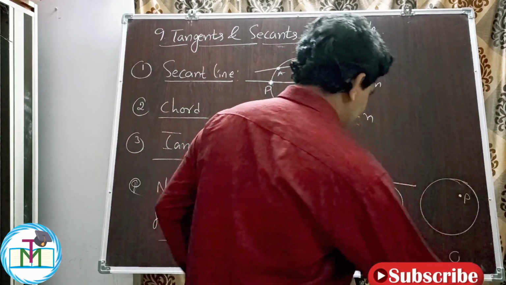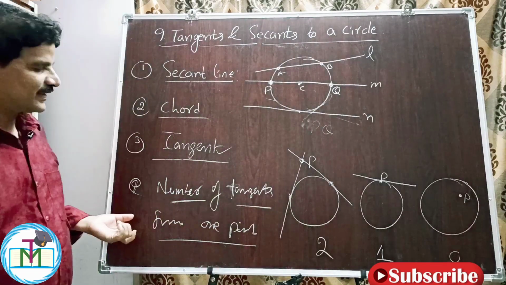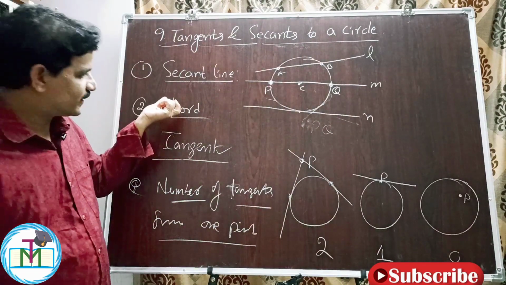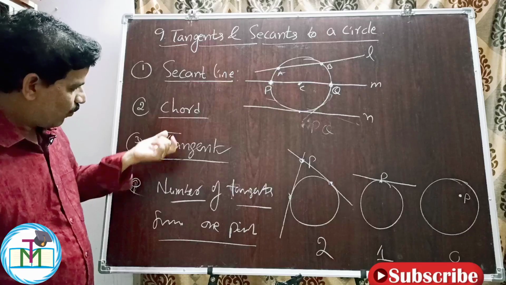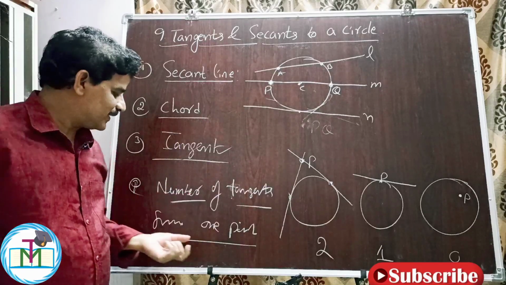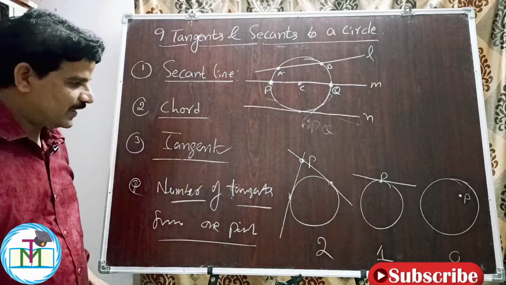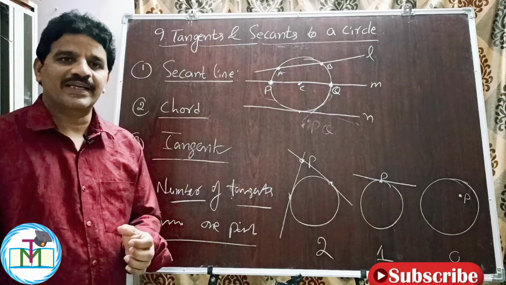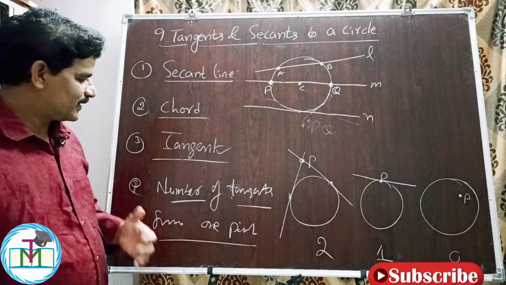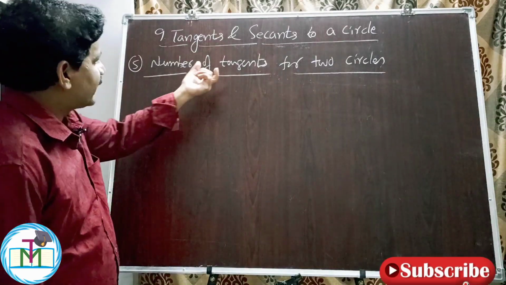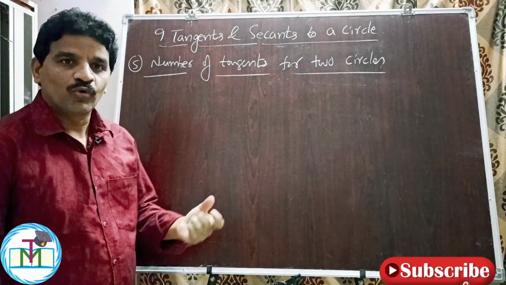Therefore the number of tangents is 0. So up to now we discussed 4 points: what is a secant line, what is a chord, what is a tangent, what is the number of tangents from one point, and the position of the point. Now we will see, when 2 circles are given, what is the number of tangents. Let us see point number 5: the number of tangents for 2 circles.